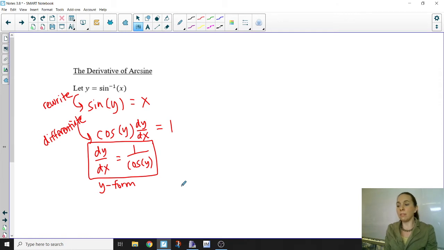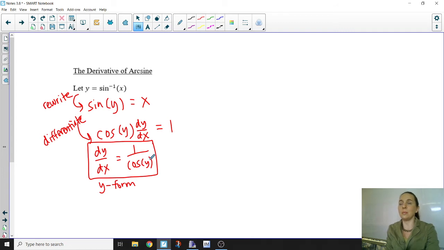And every year I have a hard time convincing students that they need to do this next part, because they say, hey, that kind of makes sense. The derivative of sine is cosine, so the derivative of inverse sine is 1 over cosine, but it's of the y. Okay, yeah, it does make sense, kind of, if you think about it. To me, it really makes sense. But we don't like to use the y form. And I have a hard time convincing you.